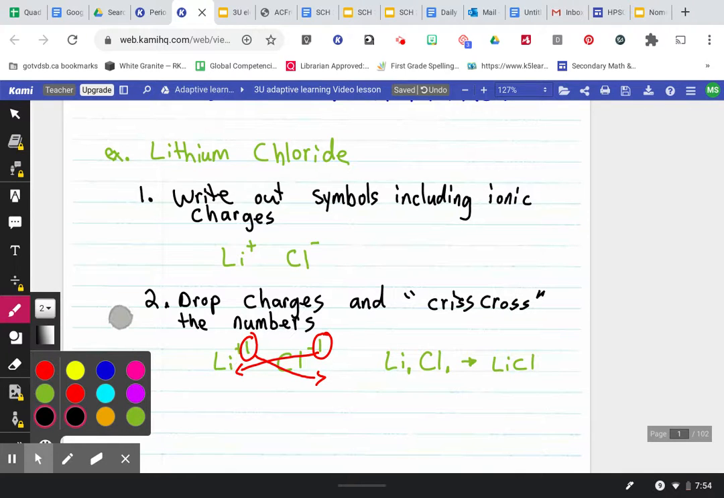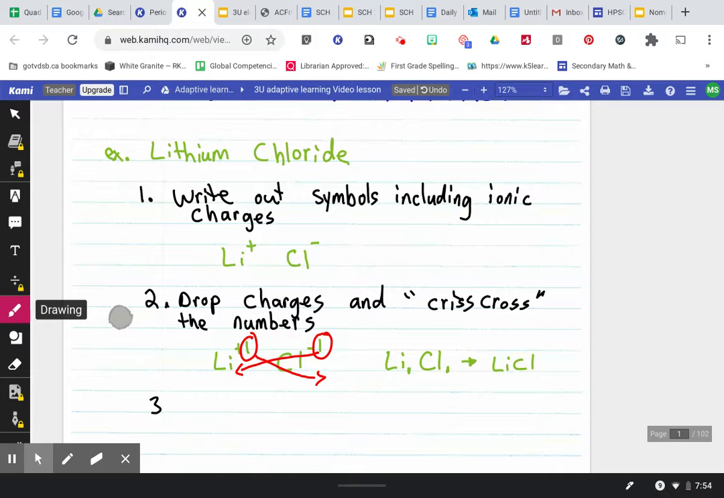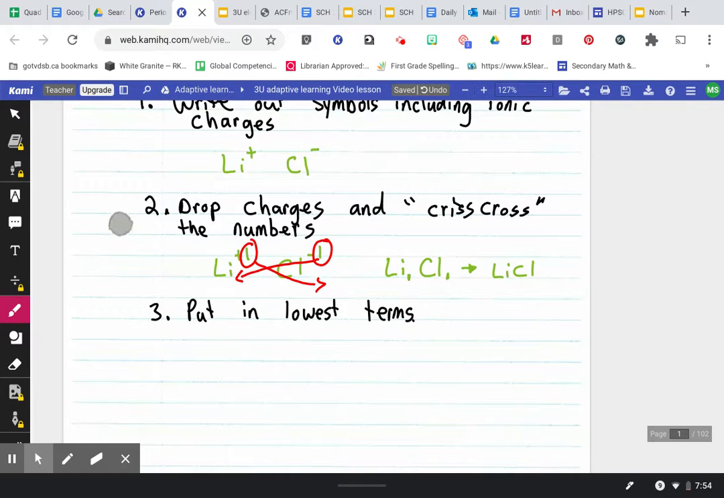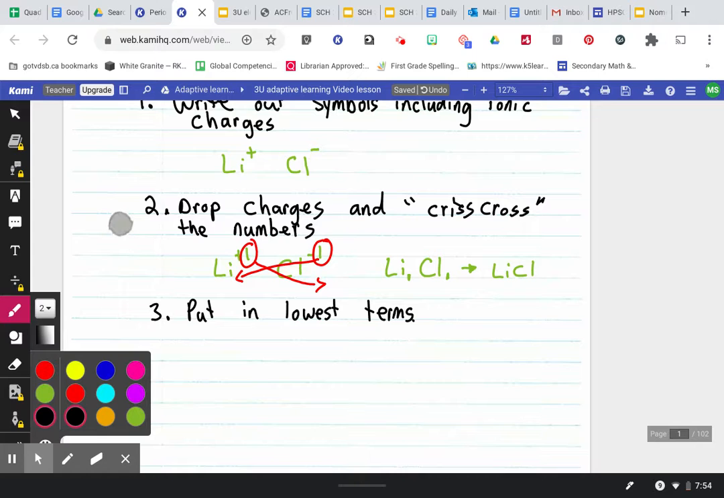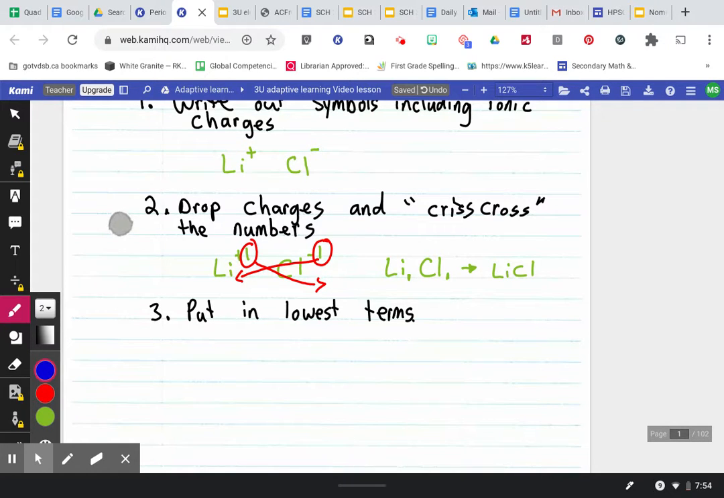The third step doesn't really apply to this example, but we're going to write it out and I'm going to show you what I mean. We put in lowest terms. So our ionic formula is actually a ratio of atoms bonded together, and we'll get into that in another lesson. But another example where we would have to put something in lowest terms is if we were looking at magnesium oxide.